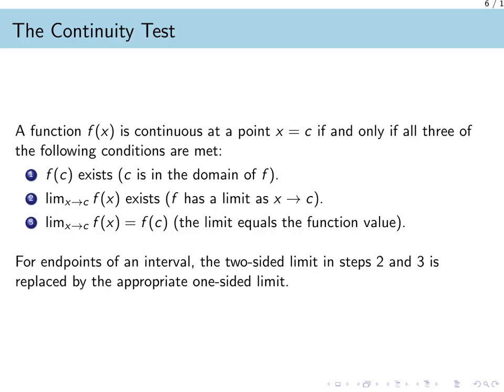Second, the limit of the function as x approaches c must exist, which ensures the function is heading toward a single, finite value from both the left and the right side. Finally, and most importantly, the limit from the second step must be exactly equal to the function's actual value from the first step. For a simple parabola at x equals 2, its value is 4, and the limit it approaches is also 4, so it passes. If a function satisfies all three of these conditions, it is continuous at that point.